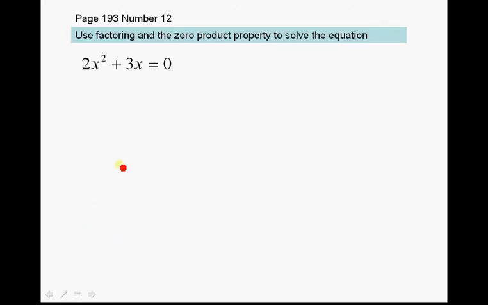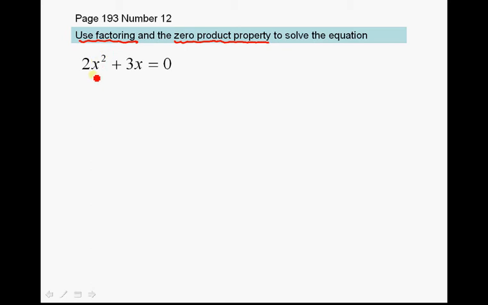So we're going to be taking a look at page 193, number 12, and the instructions are: use factoring and the zero product property to solve the equation. If you're not familiar with this, we will definitely take a look at it. But the first thing is it says use factoring. So we have to factor, and remember, factoring is kind of like the reverse of the distributive property.